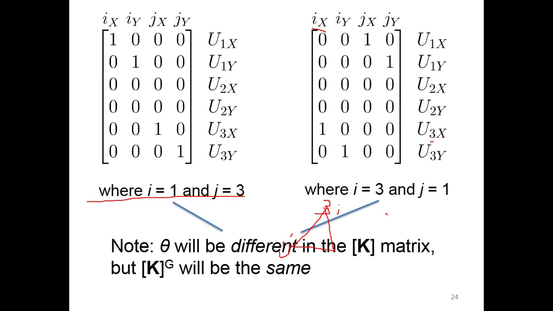All right, hopefully you can see through that. So the angle will be different in the K matrix, in the global coordinate local form, the local form, local to the element. But when you get it into the global form, amongst the whole system, it'll be the same. All right, so we'll see that here in a bit. So let's do that.